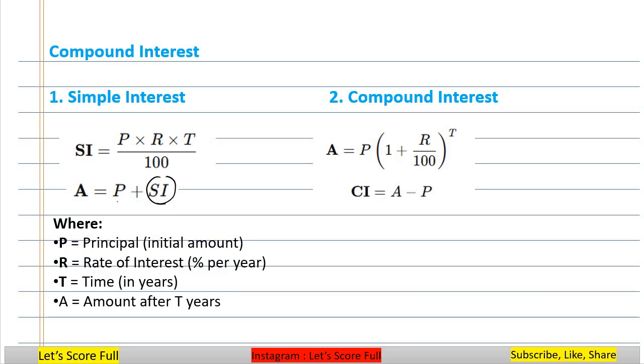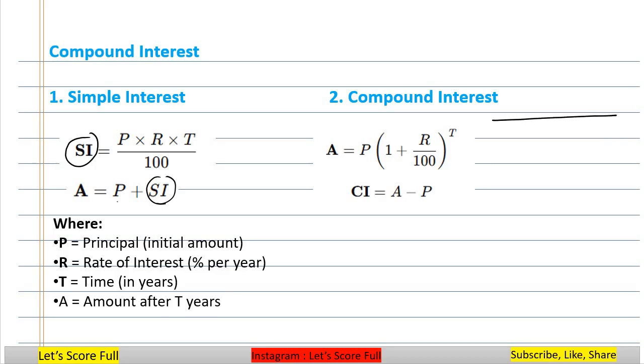Simple interest is calculated for the entire time period without changing the principal. The formula is principal into rate of interest into time divided by 100, and the amount is the principal plus the interest earned together. In compound interest, after the compounding period, the interest earned gets added to the principal. Means after every period the principal changes.